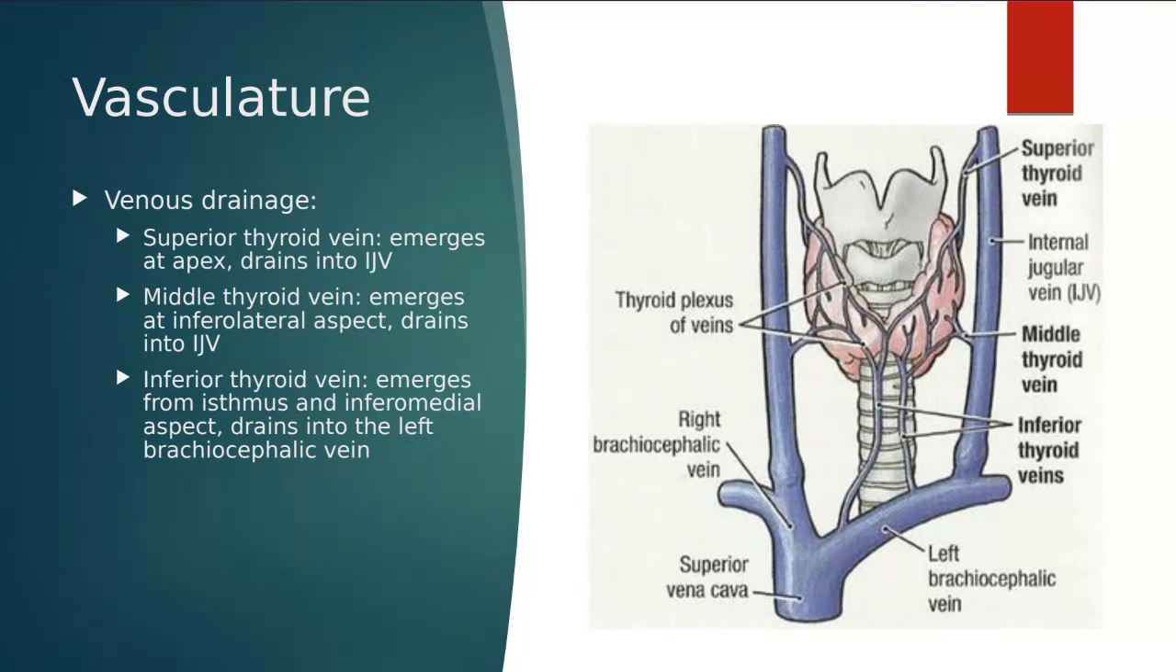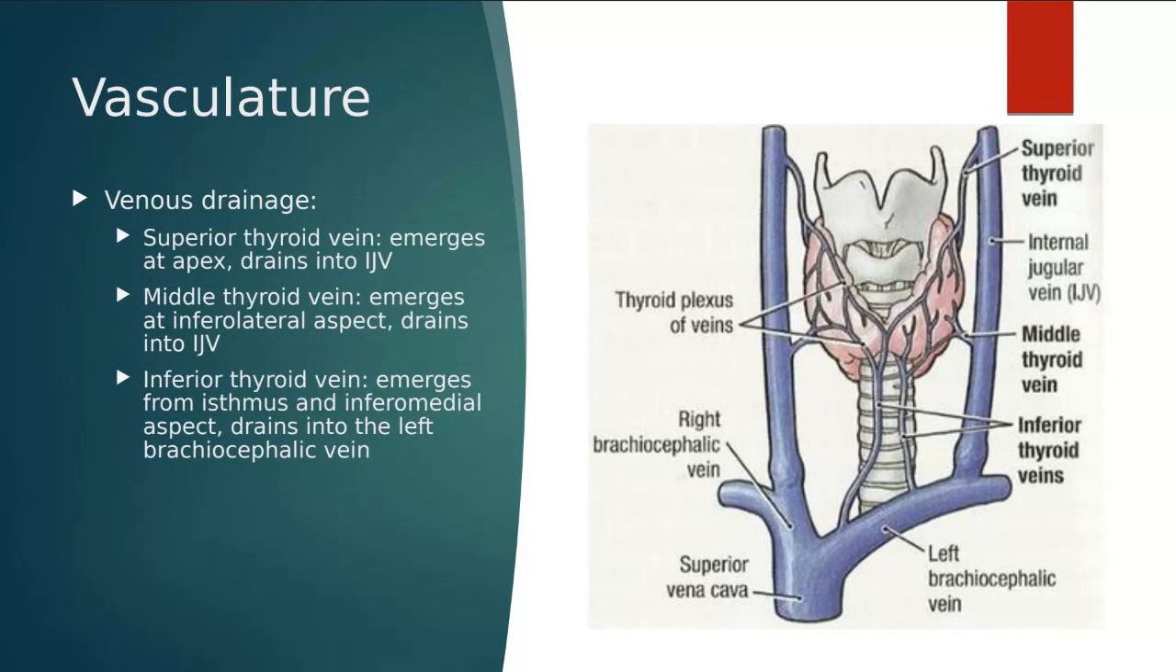The aortic arch, first branch, right brachiocephalic. Right brachiocephalic branches into the right common carotid and the right subclavian artery. Second branch off of the aortic arch is going to be the left common carotid artery. And the third branch off of the aortic arch is going to be the left subclavian artery. The venous system does not follow that.